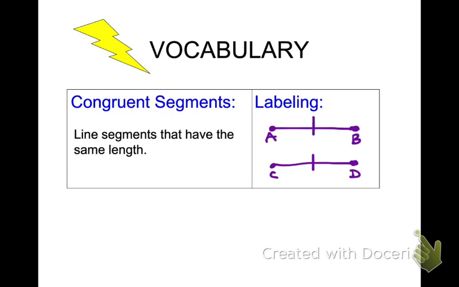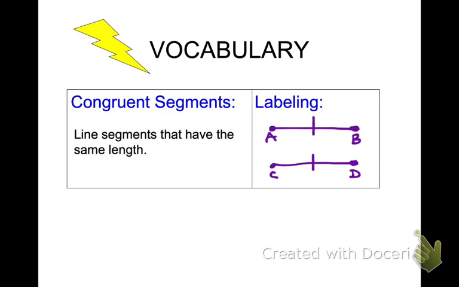And then you could do double tick marks, you could do triple tick marks, to differentiate between all the different congruent segments that you have. Okay? I don't think we've ever had quadruple tick marks, but if you see tick marks on lines, find the matching tick mark, and that means it's safe to say they're congruent.